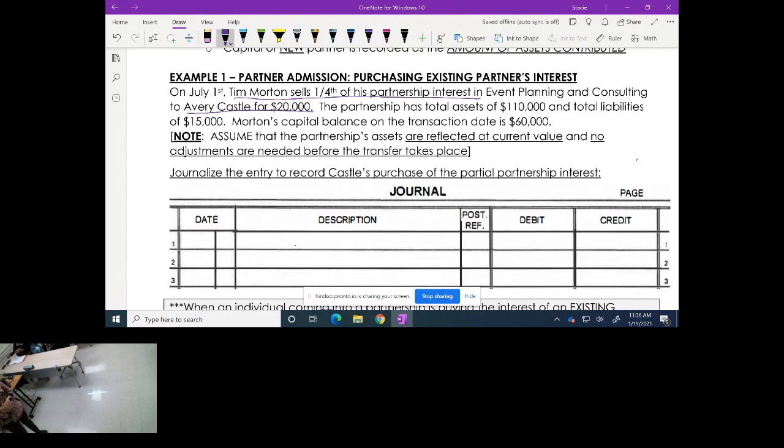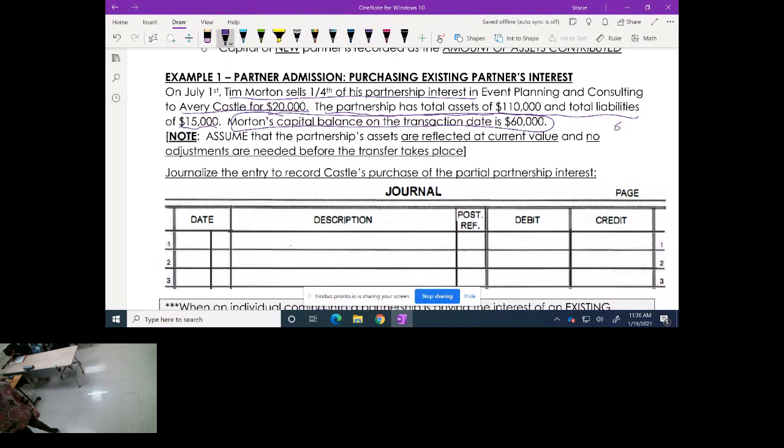All right, so this information here is just thrown in to throw you off because you're not really using that. This is useful because we need to make a journal entry. Morton's capital balance on the transaction date is $60,000. So what would be 25% of that equity, or a quarter? 15,000. So you can tell, well, he's paying 20 grand, but he's only getting 15 in equity. Okay, well, that's between him and Morton.